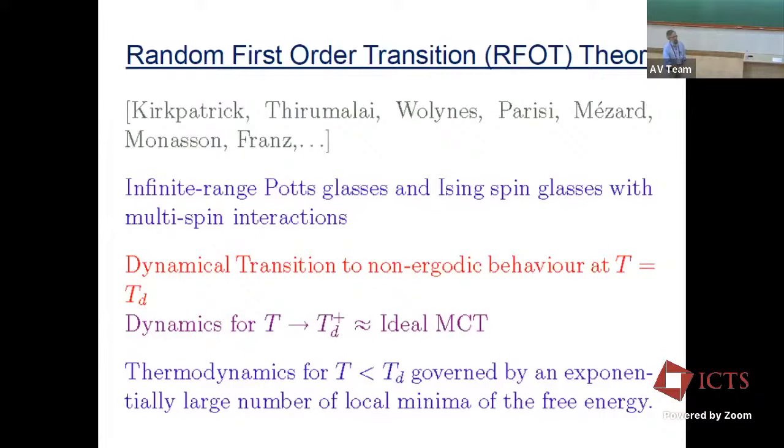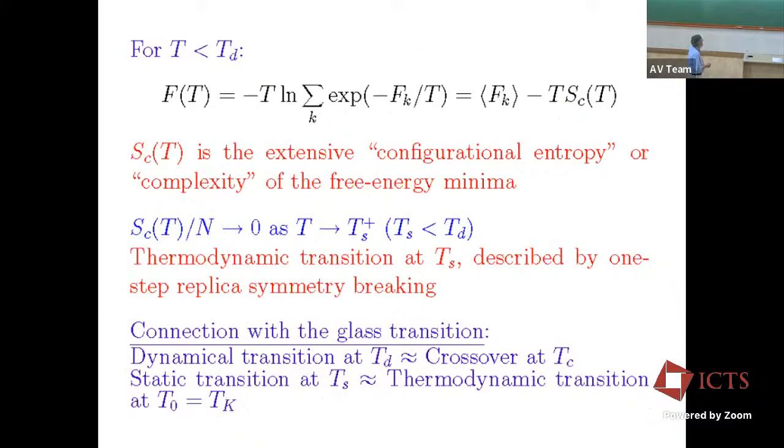So if you take the log of the number and then divide it by the number of spins, then when the number of spins goes to infinity, that would go to 0. There is no extensive configurational entropy there, but these models exhibit an exponentially large number of local minima. But these minima are not so important in some sense thermodynamically. But for temperature less than this dynamical transition temperature, there is a configurational entropy. That is basically what this tells us, that exponentially large number of minima.